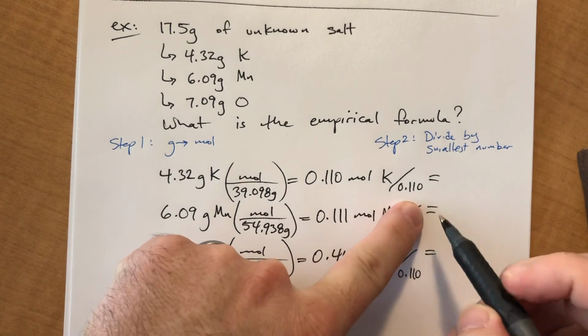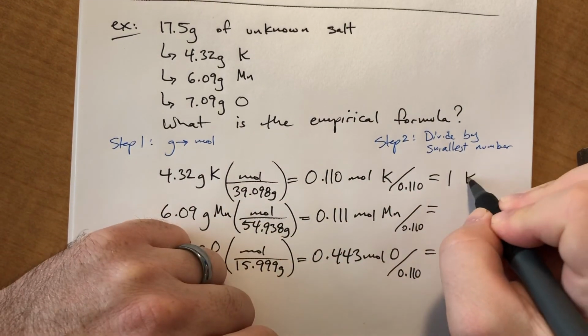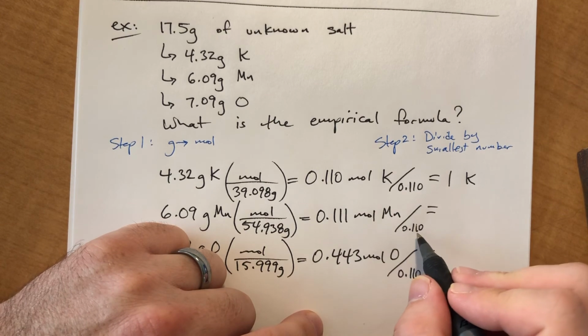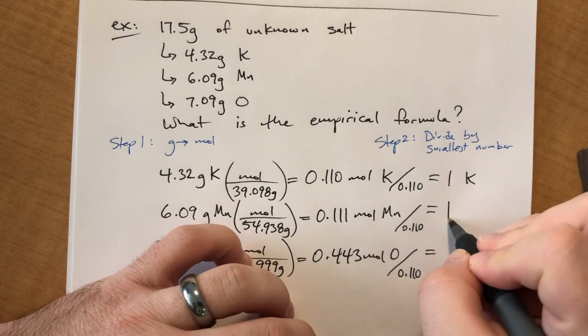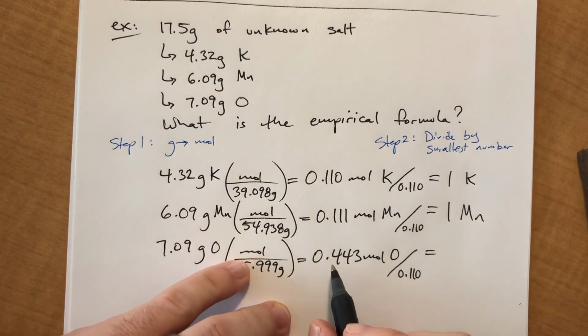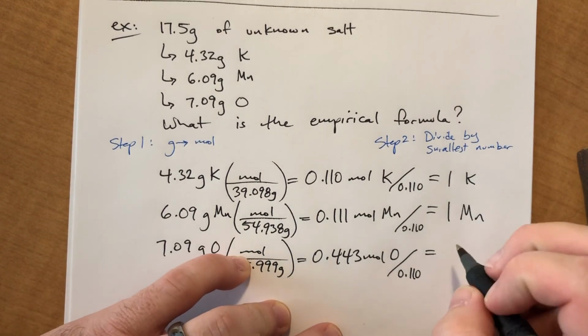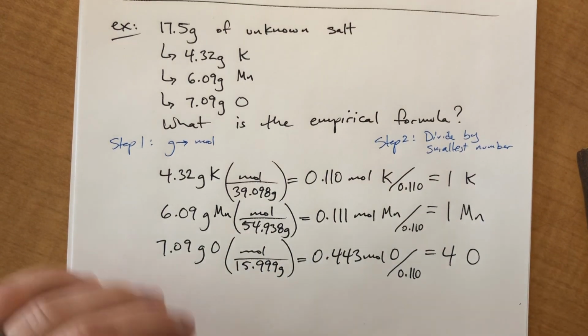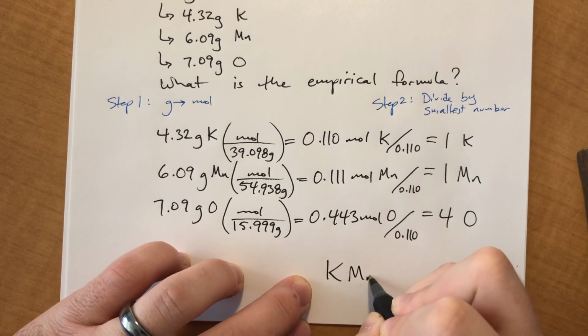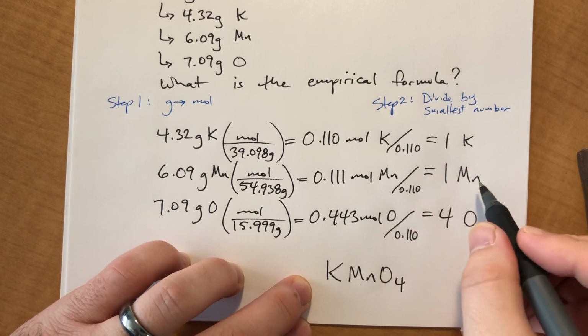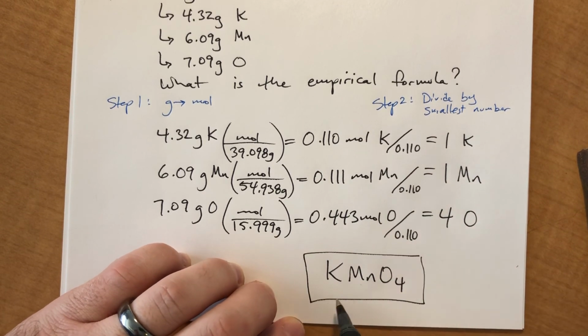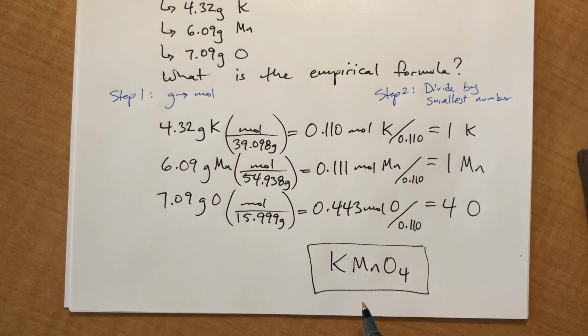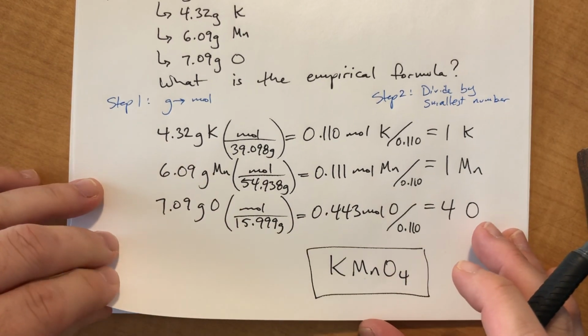So 0.110 divided by 0.110 is 1. 0.111 divided by 0.110 is also essentially 1. And 0.443 divided by 0.11 should come out to 4. So this is our formula. KMnO4. So we're going to have 1 potassium, 1 manganese, and 4 oxygens. And this is the empirical formula. It also happens to be the molecular formula, but we don't know that from this. We just know this is the most reduced version of this. Okay? All right, thanks.